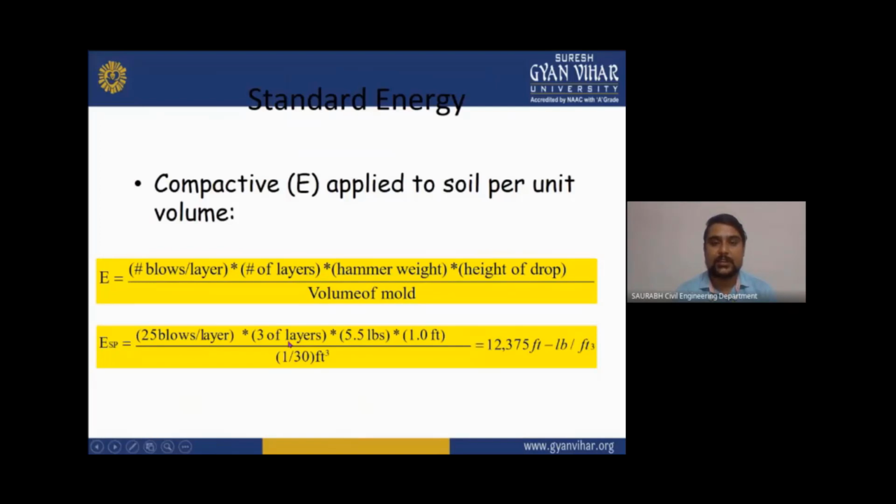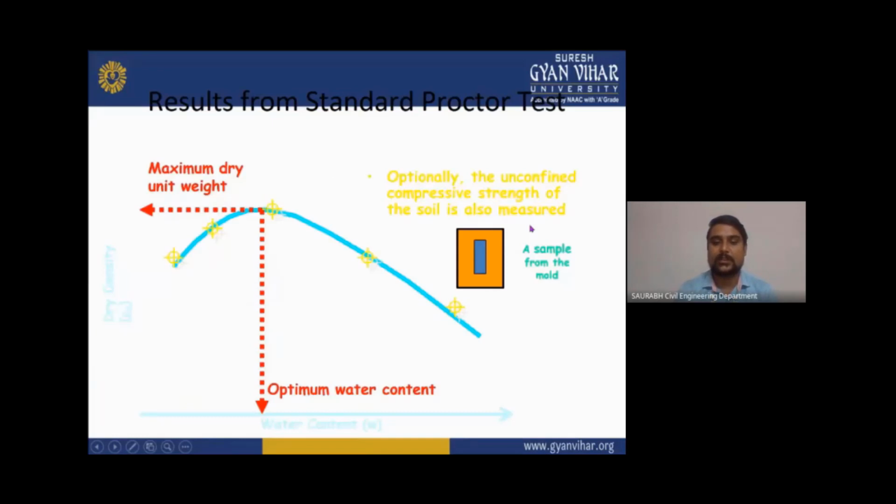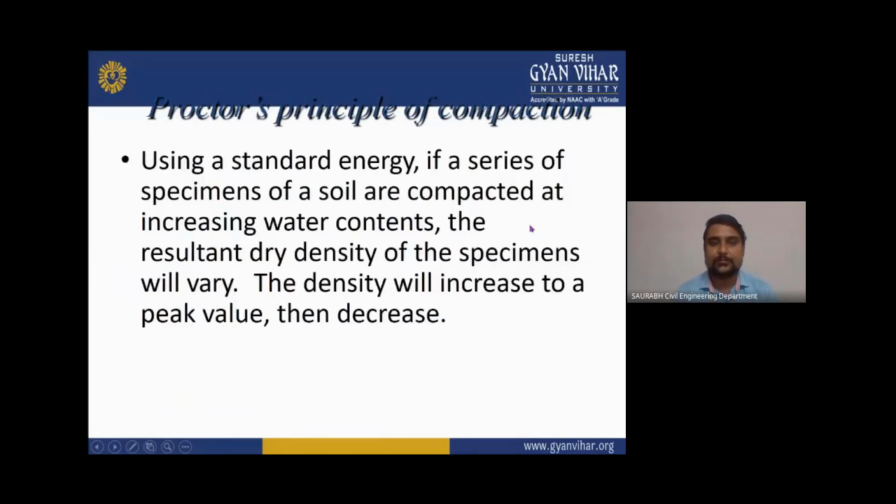Now, what is the standard energy? Standard energy is the factor involved in the compaction of a soil. Compactive effort applied to the soil per unit volume will be equal. You can see here, this is the graph which we have to plot during compaction by the standard Proctor test. Now we will see the Proctor principle of compaction using a standard energy.